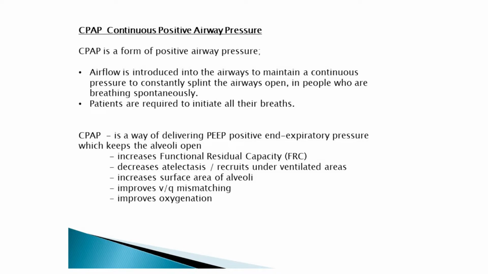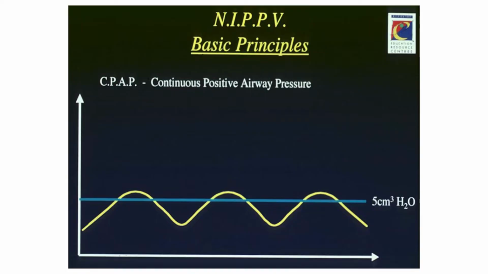And it's quite often used in type 1 respiratory failure, as just to remember, type 1 respiratory failure is failed oxygenation. And we have a nice graph here that shows that the machine delivers a continuous pressure of 5 centimetres of water, and then the patient breathes around that pressure.